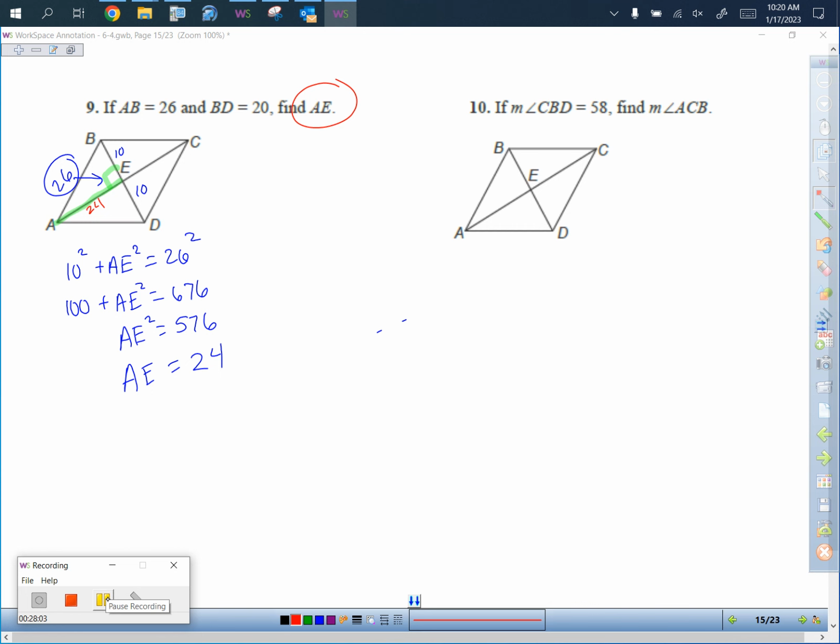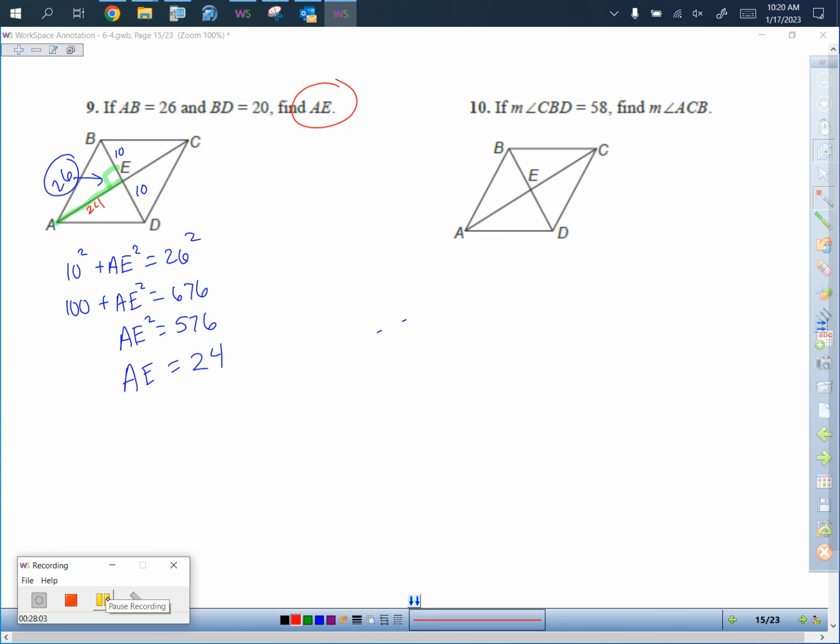Look at your neighbor and say them out loud. 10, 24, 26. You have to be pretty good to realize what are the 3 that I made you memorize. Who's the first one? 3, 4, 5. Next one? 6, 8, 10. Who's the third one? 5, 12, 13.